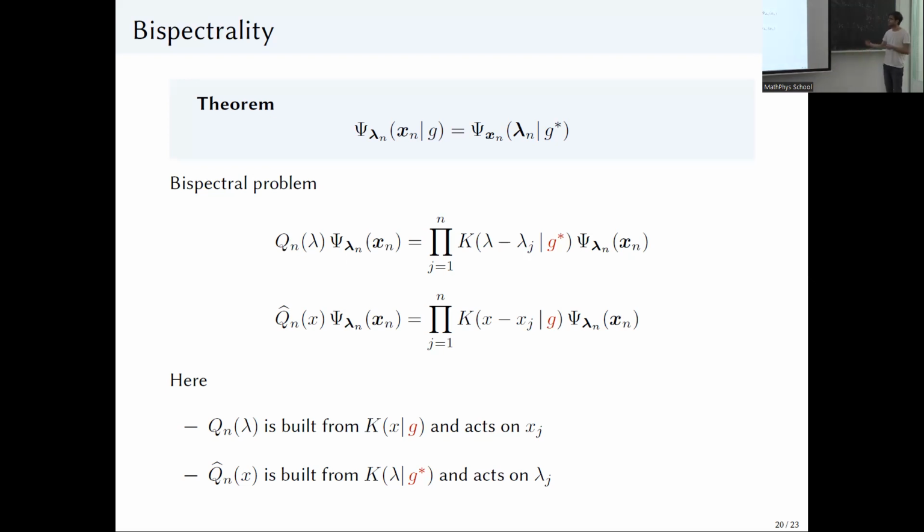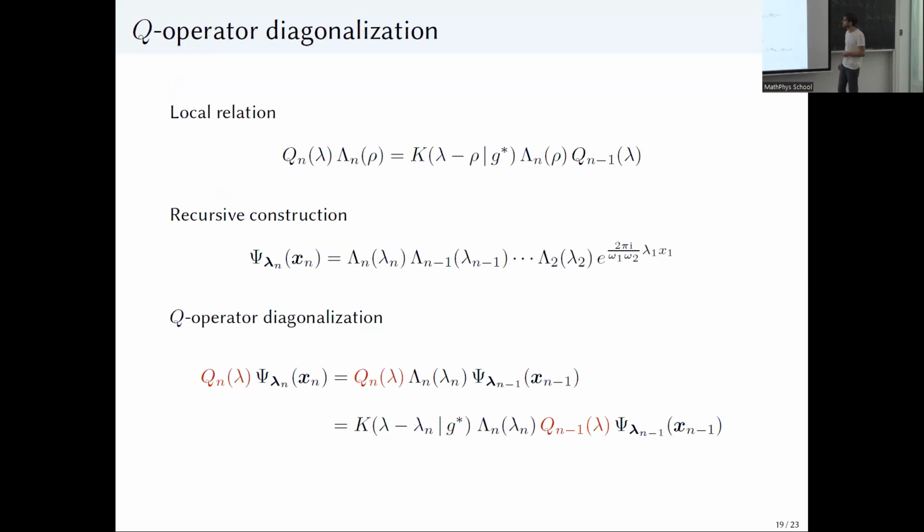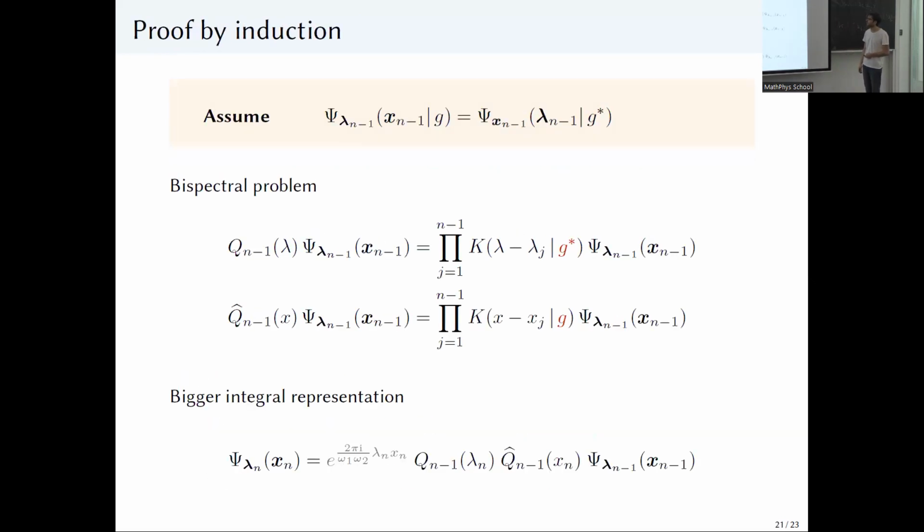So this is one of the corollaries, but this corollary can be used to prove this theorem by induction. In the simplest case, when you have only one particle, the symmetry is trivial. So you don't have any coupling constant, and you have only these lambda and x variables, which can be interchanged freely. And then we can assume that in general, we have proved that this theorem is true for the n-1 particle case. And therefore, we will have, as a corollary of this assumption, the bispectral problem for the Q operators. We will have the diagonalization of the Q and Q hat operators. Now, this is from the assumption.